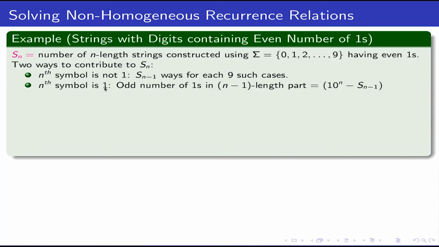If my nth symbol is 1, then what do I need from the n minus 1 length string? I need that n minus 1 length string to have an odd number of ones, because it will be appended with a 1 to get a total string with an even number of ones. So now the number of ways I need is how many strings with an odd number of ones I can formulate of length n minus 1. How? Because for an n minus 1 length string, there are 10 symbols, so how many possible strings irrespective of even and odd ones can there be? It is 10 to the power n minus 1.